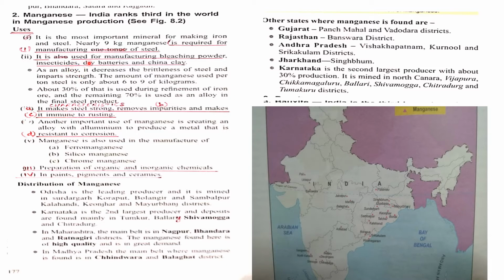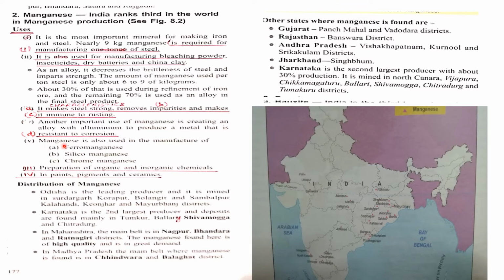It is used for manufacturing bleaching powder, insecticides, dry batteries and china clay. As an alloy, it decreases the brittleness of the steel and imparts strength. The amount of manganese used per ton of steel is only about 6 to 9 kilograms, but about 30% of that is used during refinement of iron ore, and therefore it becomes very important for the iron and steel industry.